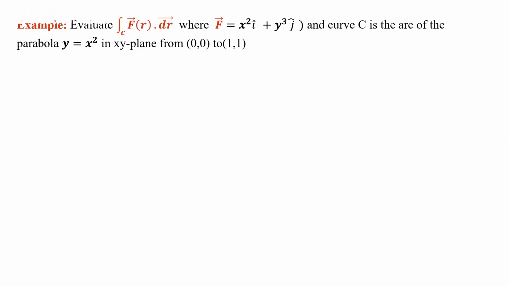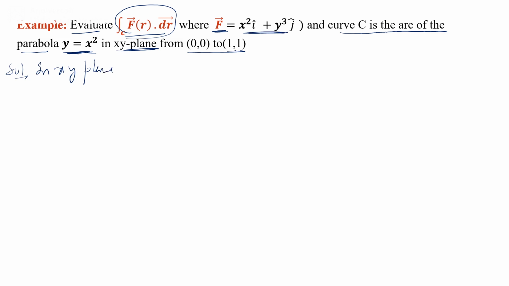Now the next example. We have to evaluate the line integral where f is the vector x square i plus y cube j, and the curve is an arc of the parabola y equal to x square in the xy plane, from (0, 0) to (1, 1). That means we have to evaluate that integral along that parabola between those points. Here the vector is defined in the xy plane, so the position vector we write as x i plus y j. So dr is what?